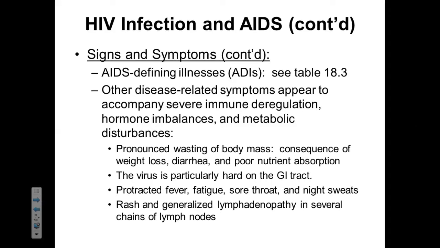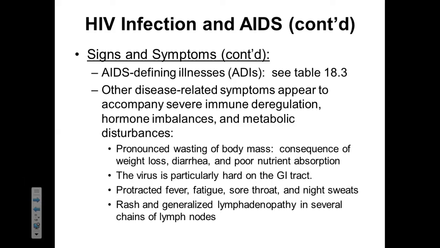We'll talk about those on another slide. They are in table 18.3 of your textbook. All of these illnesses are associated with infecting a patient that has a compromised immune system. These diseases generally do not appear in patients that are healthy.